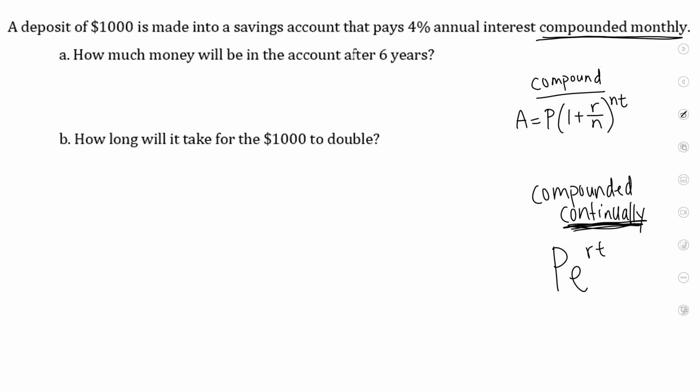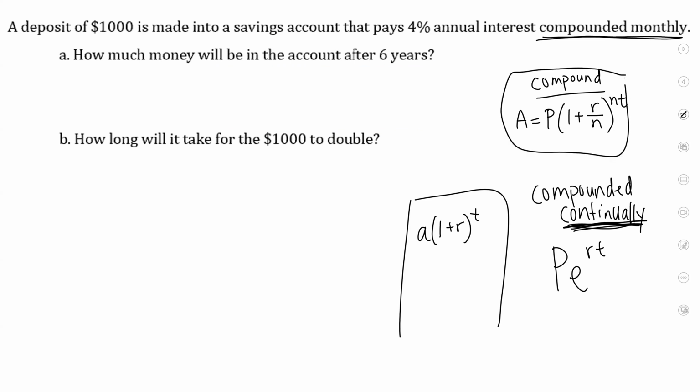And then the simple one, I'll write it over here, was A1 plus R to the power of T. This was a simple interest, okay? These are the three formulas. Now, guys, based off of this problem, which one are we using? Yes, the top one right here. This is what we're gonna use.